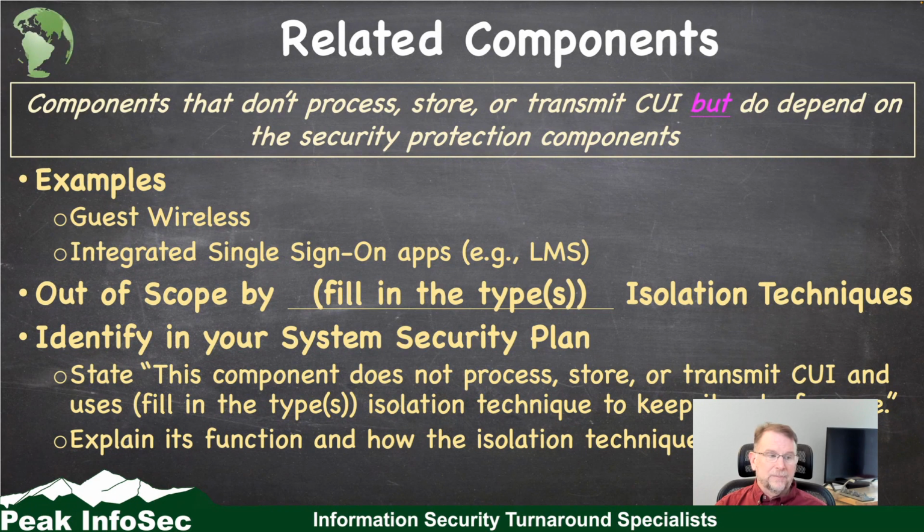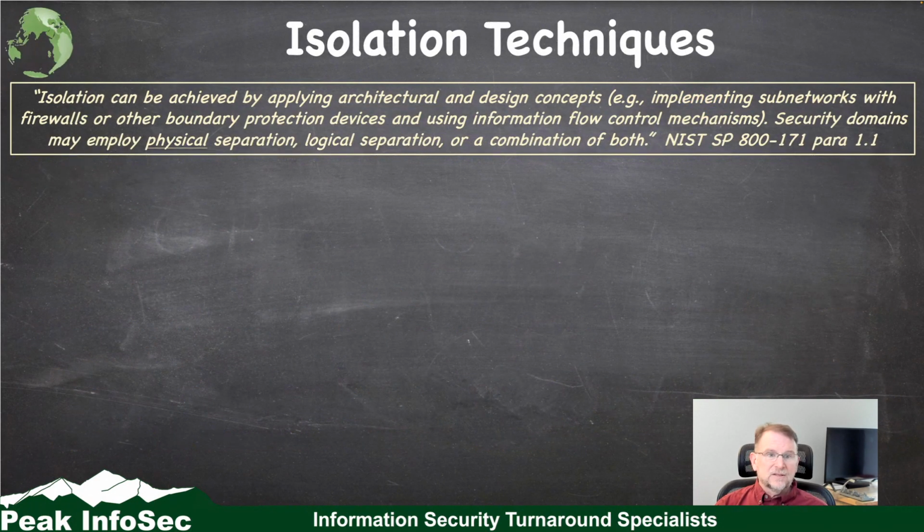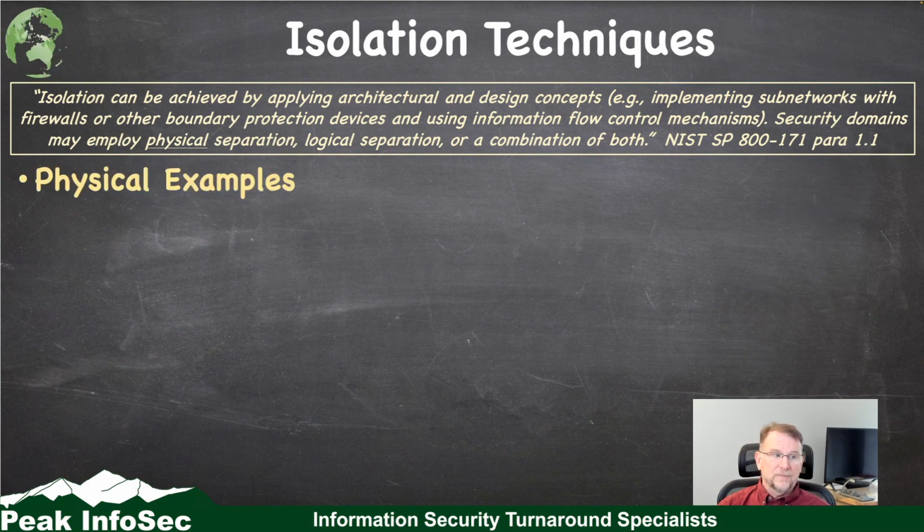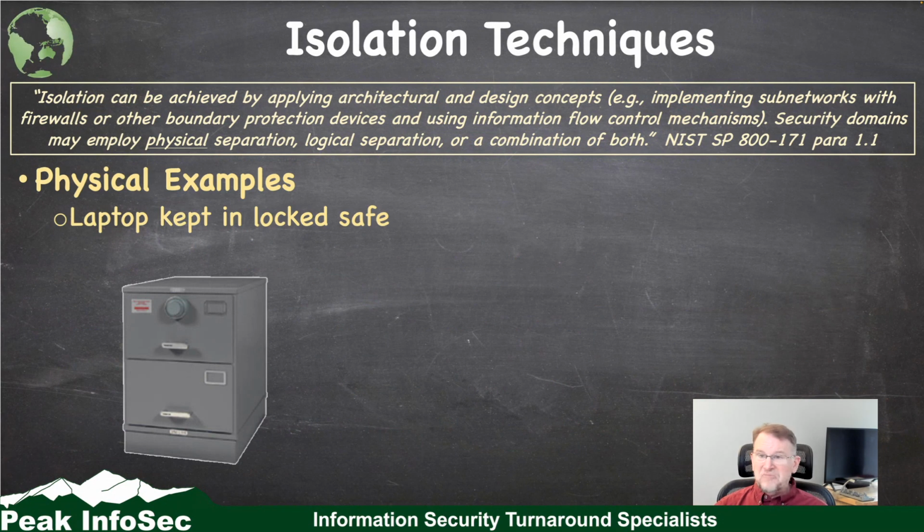So let's go through some examples here. Let's talk first about the isolation techniques. We're going to talk about physical separation. It's the first main one we talk about here. So physical examples are a safe. You keep things in a safe. So you were able to shrink your scope down, miraculously, never happens, down to a single laptop that contains CUI.